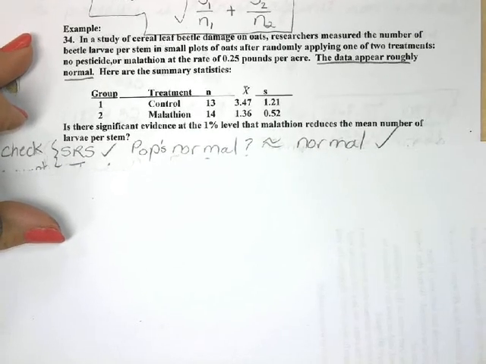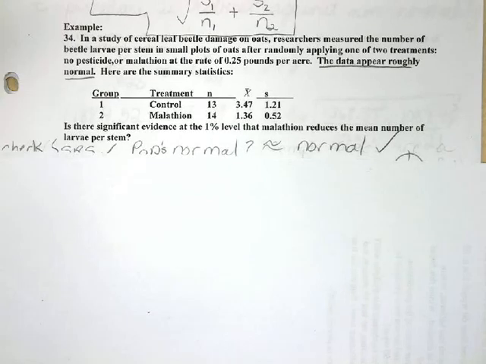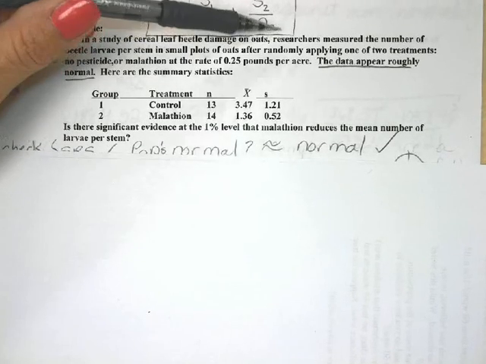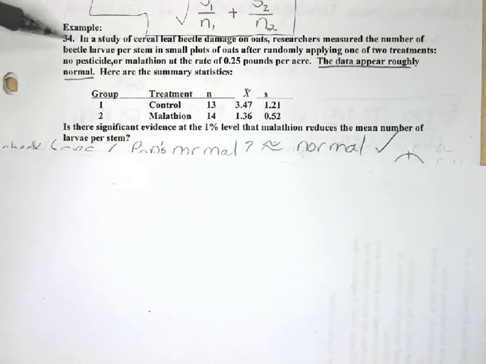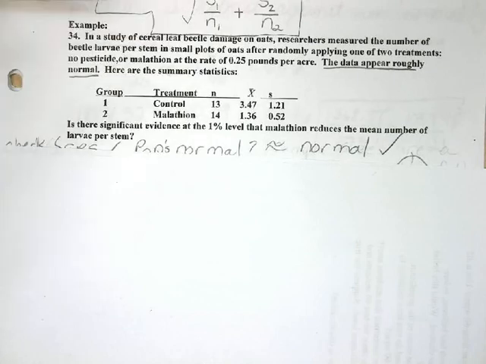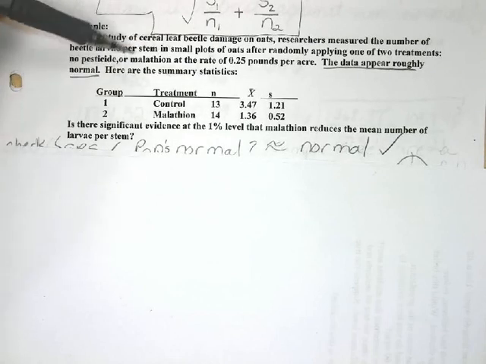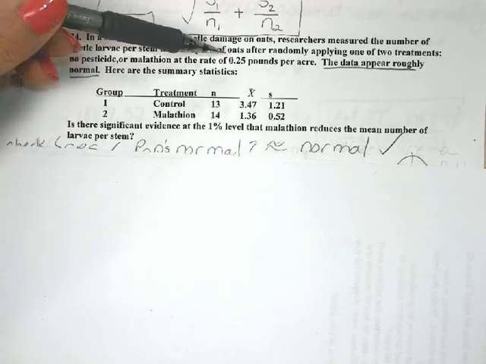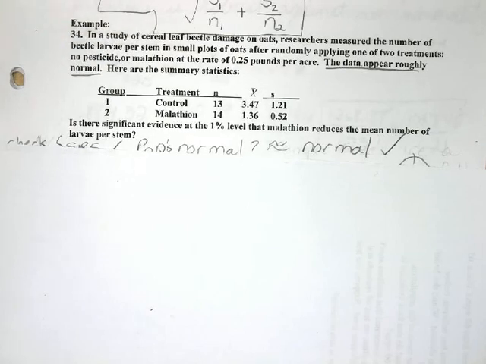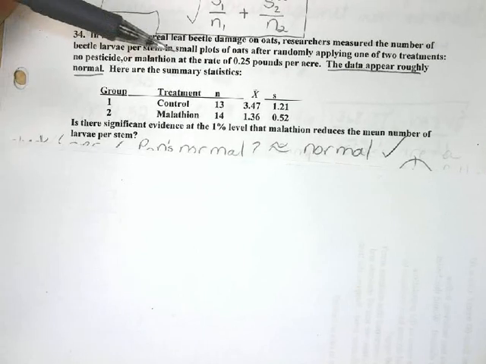Not terribly interesting, but we'll deal with it. In a study of cereal leaf beetle damage on oats, researchers measured the number of beetle larvae per stem in small plots of oats after randomly applying one of two treatments, no pesticide or malathion, at a rate of 0.25 pounds per acre. The data seems to be roughly normal, and so they're looking at measuring how much beetle damage there is to a specific plot of oats. Okay, so not real important.